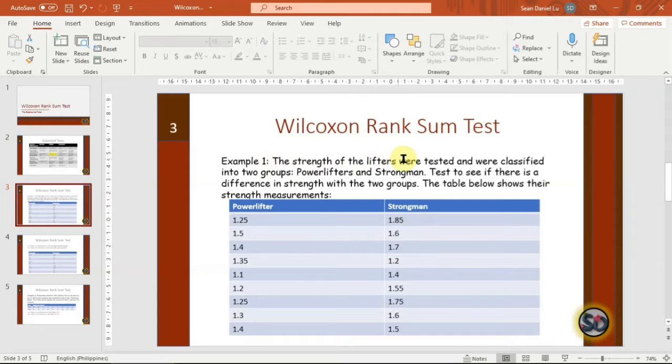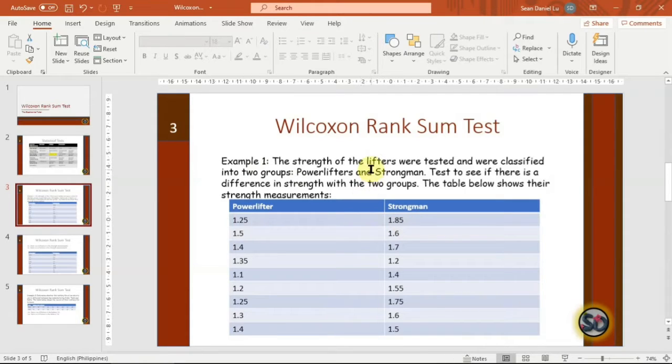The strength of lifters were tested and were classified into 2 groups, powerlifters and strongman. As you can see, these are related to each other. Test to see if there is a difference in strength within the 2 groups. The table below shows their strength measurements. Now it might not be clear. This whole category is under lifters. That is why powerlifter and strongman are related.